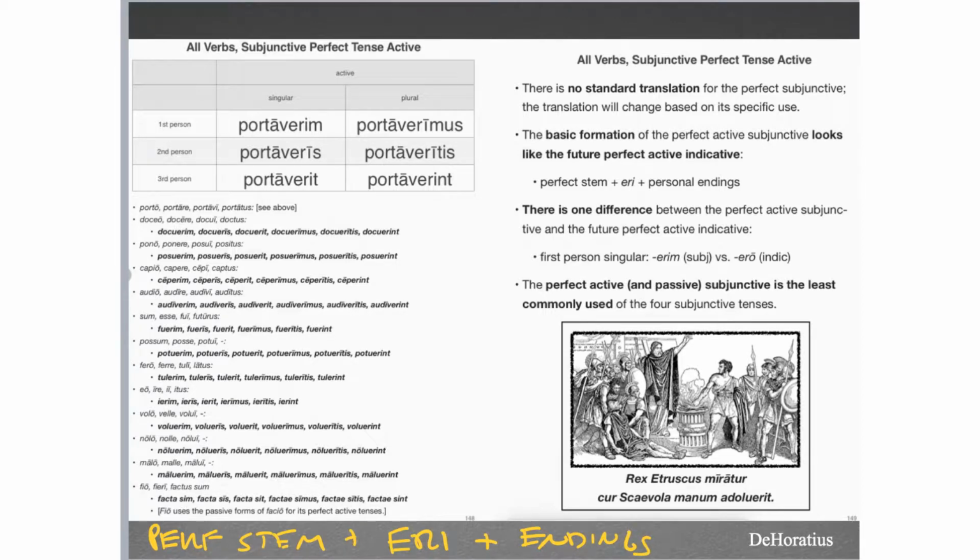Now, this is going to look a little bit like the future perfect indicative, if you remember that. The difference, though, is that the ERI plus endings is not going to change. There are a couple forms in that future perfect indicative where it changes, just the first person singular, but you can see in that perfect subjunctive at the top that it is always ERI plus the endings. That ERI never changes. It is always part of the form. As with the imperfect subjunctive, there is no real stock translation. That will depend on the use of the subjunctive. So we're not going to worry about translation, but just know those forms. If we have ERI plus the endings, that gives us the perfect subjunctive, perfect active.